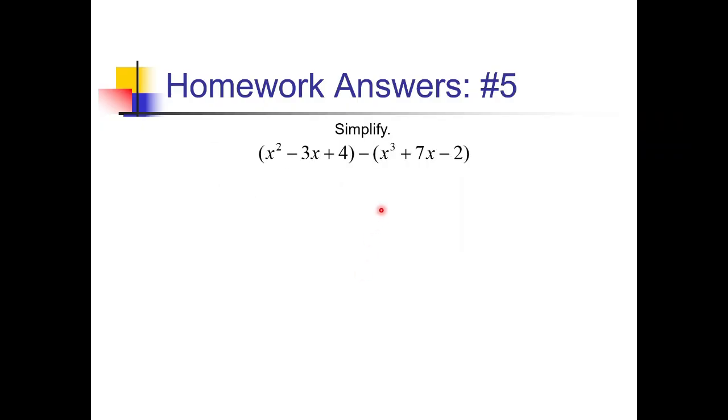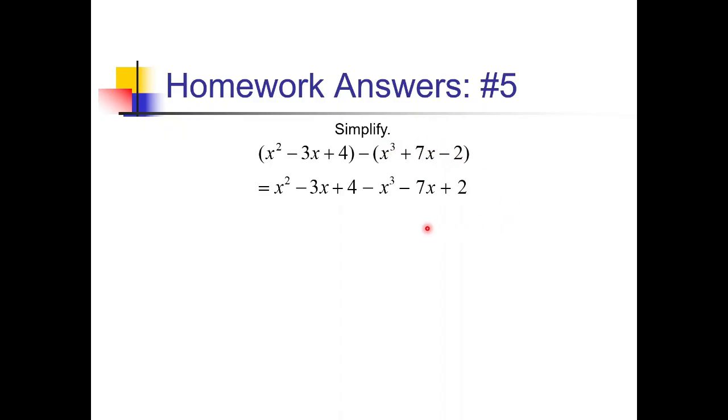To simplify this problem, we're going to have to pop these parentheses by distributing, and then we'll combine like terms. This first one has just an invisible 1 out in front, so we can essentially just get rid of it without making any other changes. The next one has an invisible negative 1 that we're going to have to distribute. So that's going to be a negative x cubed minus 7x plus 2.